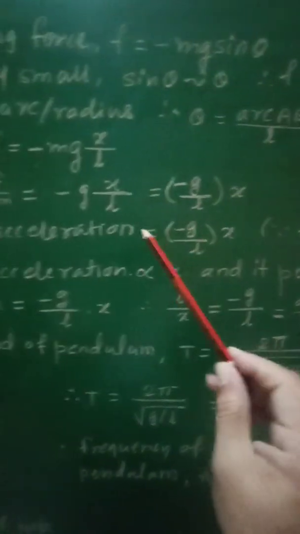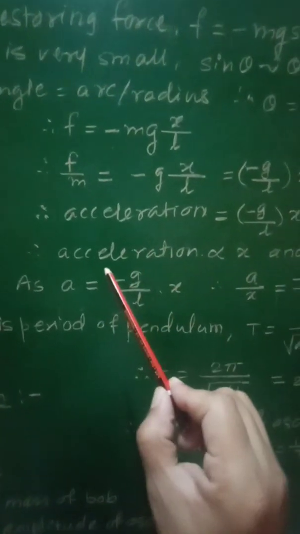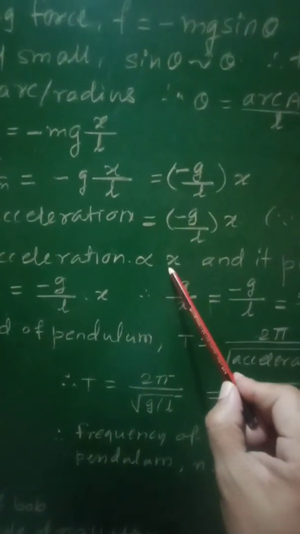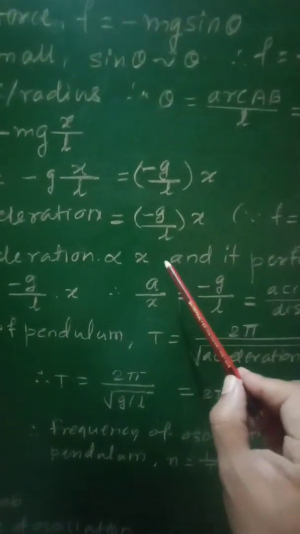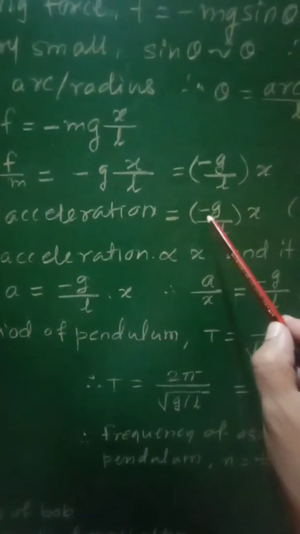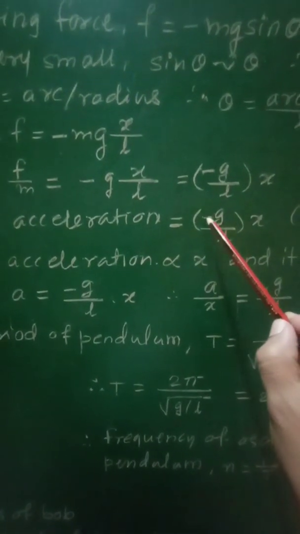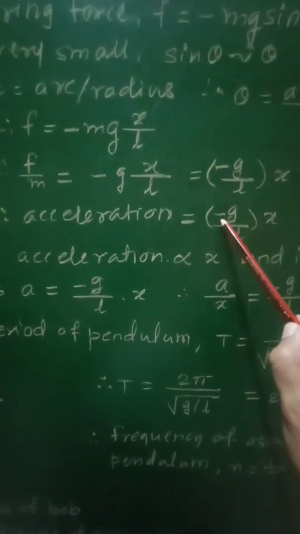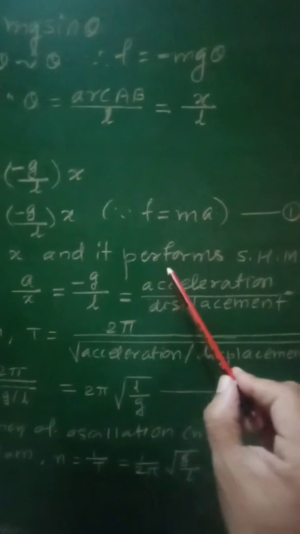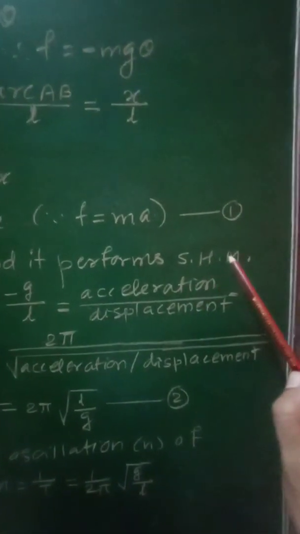But at a given place, g will be constant, and for a given length of the pendulum, from this relation we can write that acceleration will be directly proportional to x, and hence as acceleration is directly proportional to x and it is oppositely directed to that of displacement due to this negative sign, therefore we can say that the simple pendulum will now perform linear SHM.